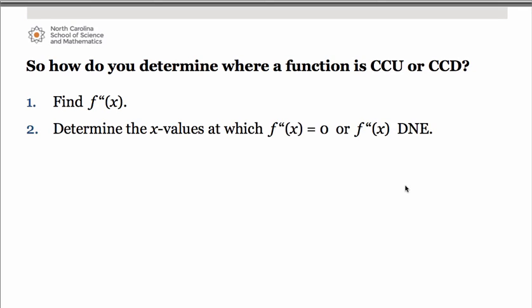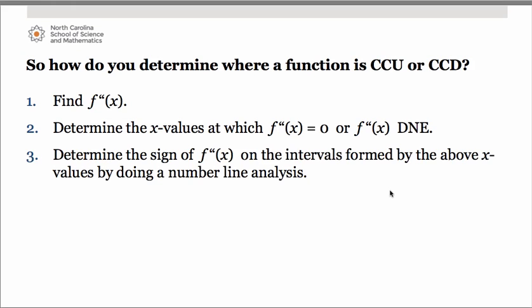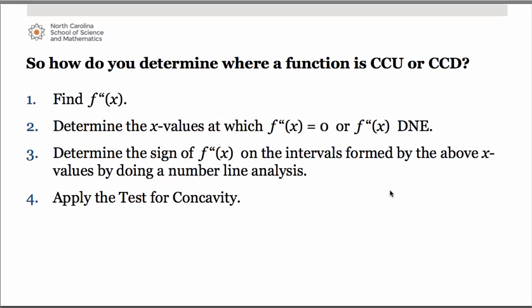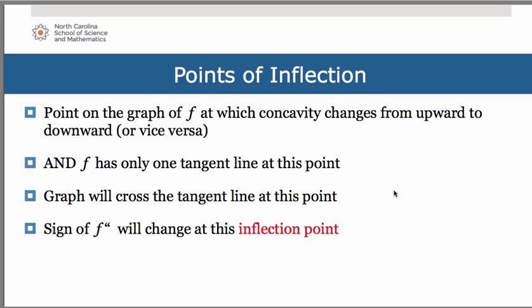Next, we will determine the x values at which the second derivative equals 0 or the second derivative does not exist. And we will soon have a name for those x values. Third, we are going to determine the sign of the second derivative on the intervals that are formed by the x values we will have just found, and we are going to do that by way of a number line analysis. Finally, we will then apply the test for concavity. Now I mentioned that the x values at which the second derivative equals 0 or does not exist will soon have a name. We call those points of inflection.